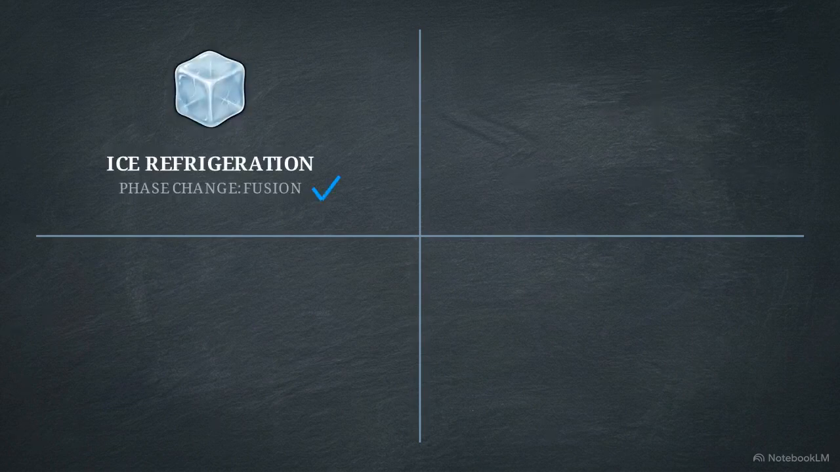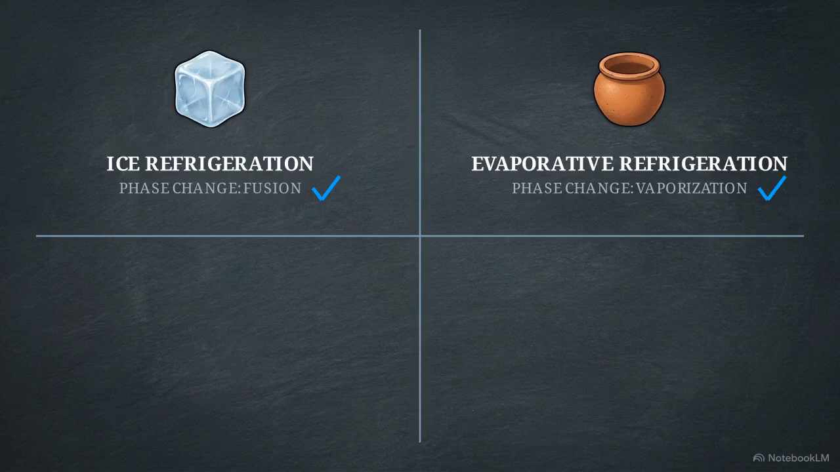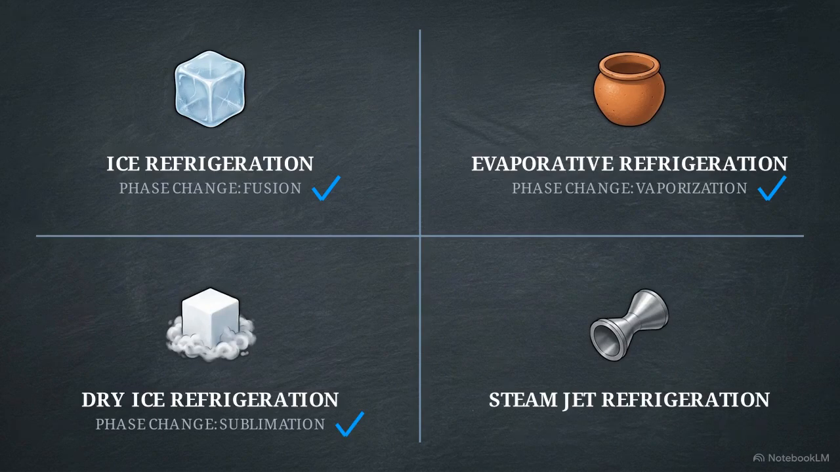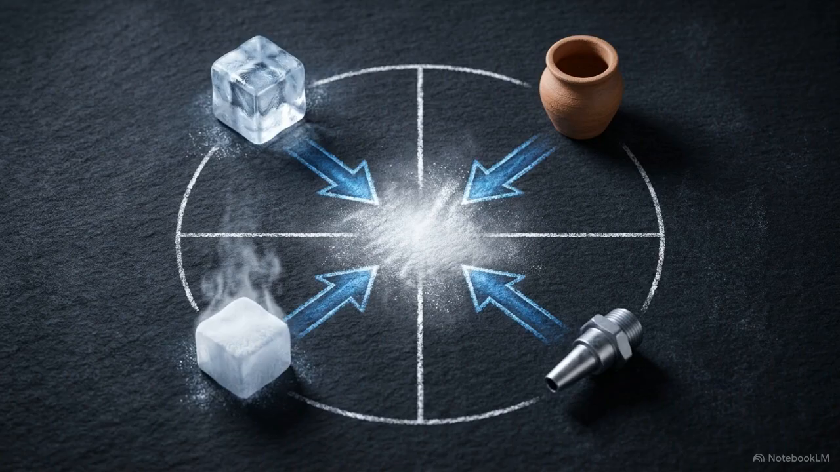This matrix categorizes the 4 methods we have covered by their specific phase change mechanisms. We have ice, utilizing fusion; evaporative, using vaporization; dry ice, operating on sublimation; and steam jet, utilizing pressure-induced vaporization. Despite their varying architectures, all 4 systems share the exact same underlying principle. They utilize the physics of latent heat to extract thermal energy.